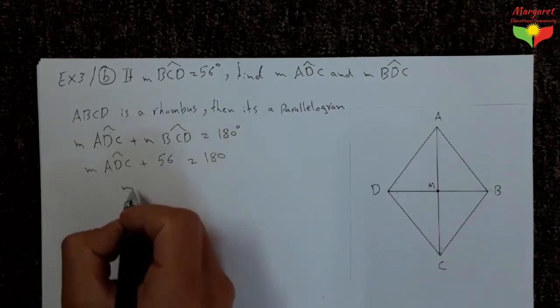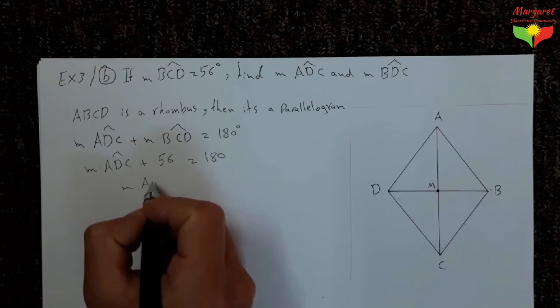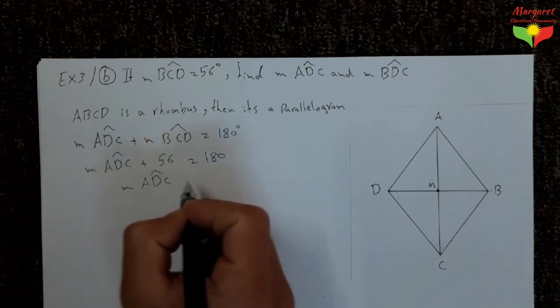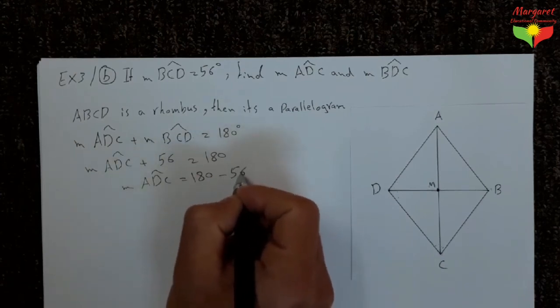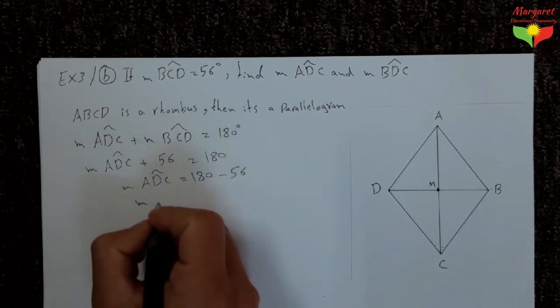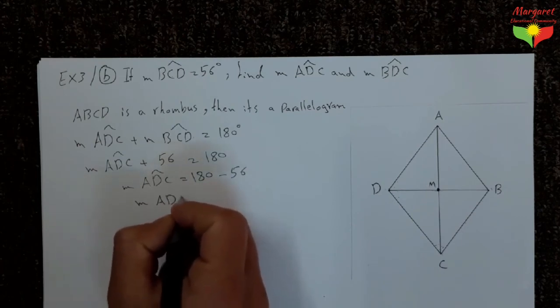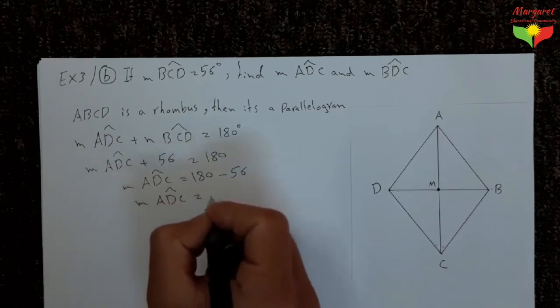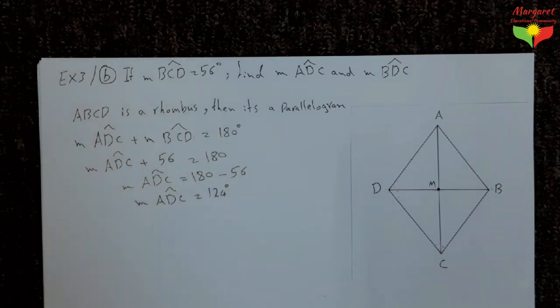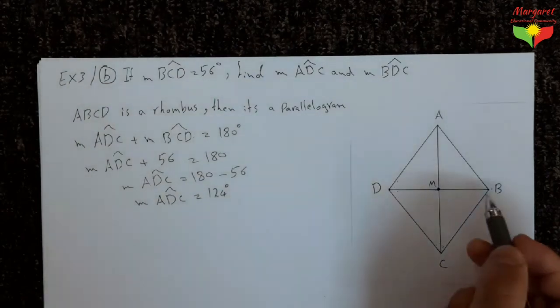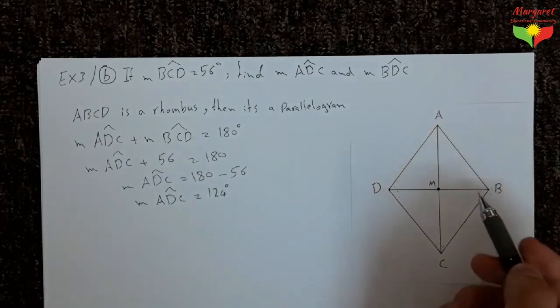So measure of angle ADC equal to 180 minus 56. So measure of angle ADC equal to 124 degrees. Now from the fourth property for rhombus we say that diagonals bisect the opposite angle.